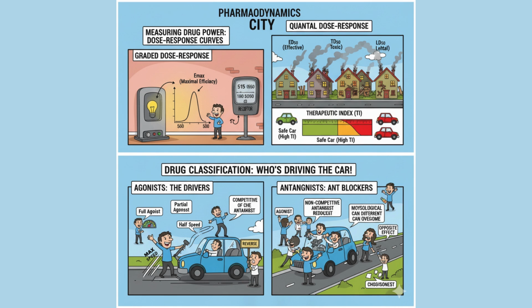This driver gets in, puts their foot on the accelerator, but only gently. They can make the car move, but never reach its top speed. Like, he's the hesitant driver. Even with a lot of effort, a sub-maximal response is seen. Interestingly, if a full agonist is present, the partial agonist might take up a seat and prevent the full agonist from achieving full speed, acting a bit like an antagonist in that situation.